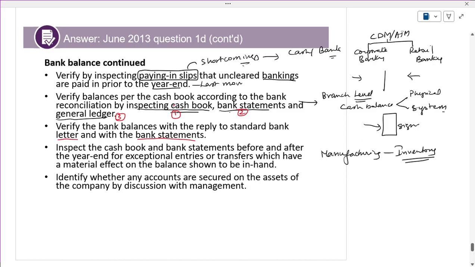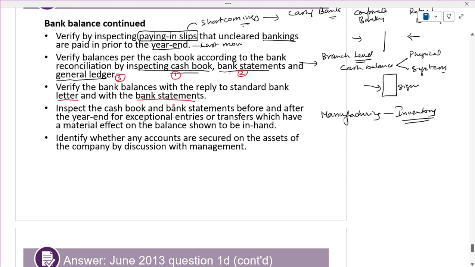I told you, when we are sending the request to the bank, we have to send it with the approval of the client, but the bank's response will be directly to the auditor. We have to enclose the addressed envelope which is addressed to the auditors. The bank has to reply directly to the auditors. We have to verify the bank balances from the bank in the standard letter with respect to the bank statement. Inspect the cash book and bank statement before and after year end.